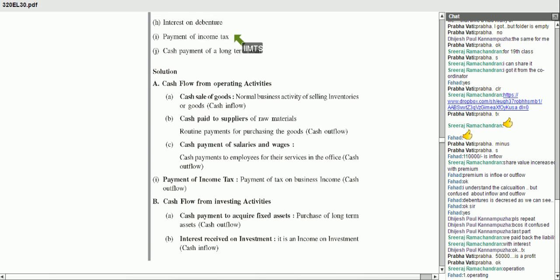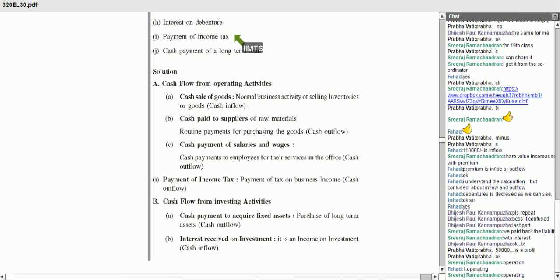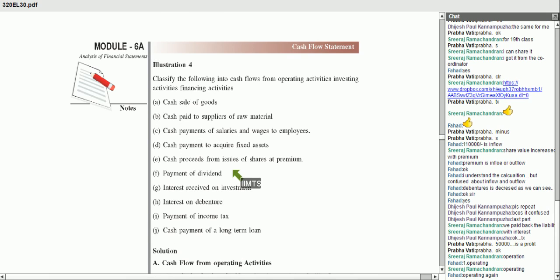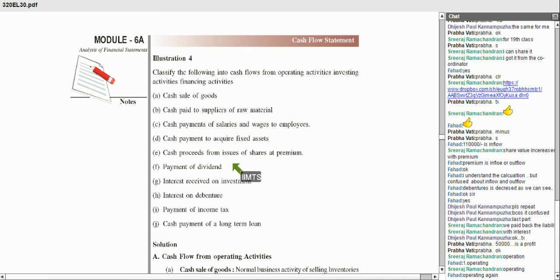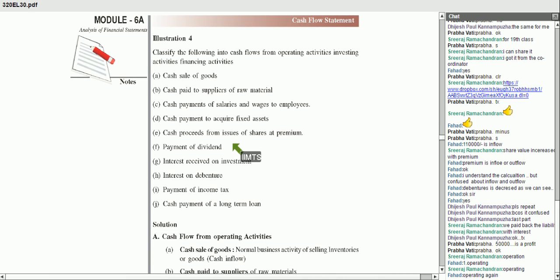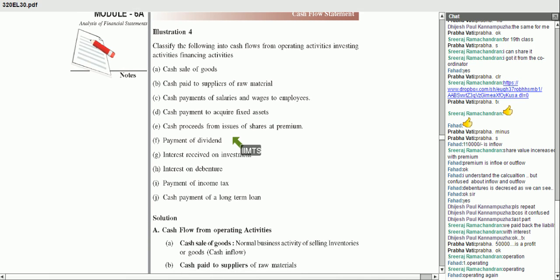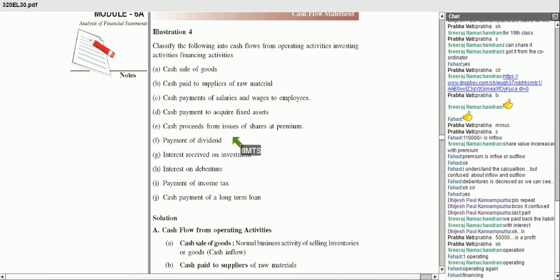Next one, cash paid to suppliers of raw material. Second one is operating again. Let's check. Cash paid to suppliers of raw material is a routine payment for purchasing the goods. Cash outflow. Sorry, we have to judge the inflow and the outflow.